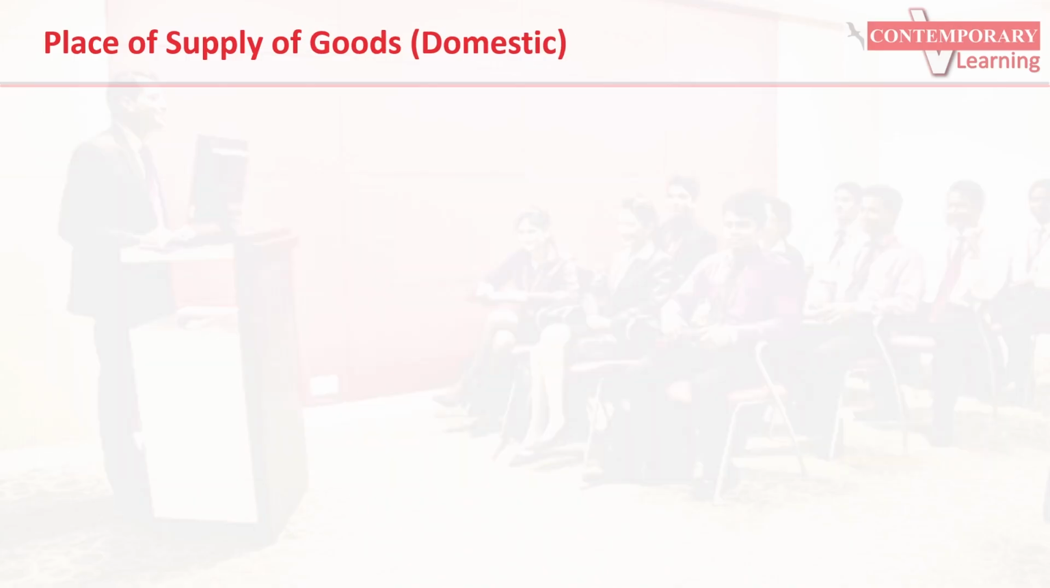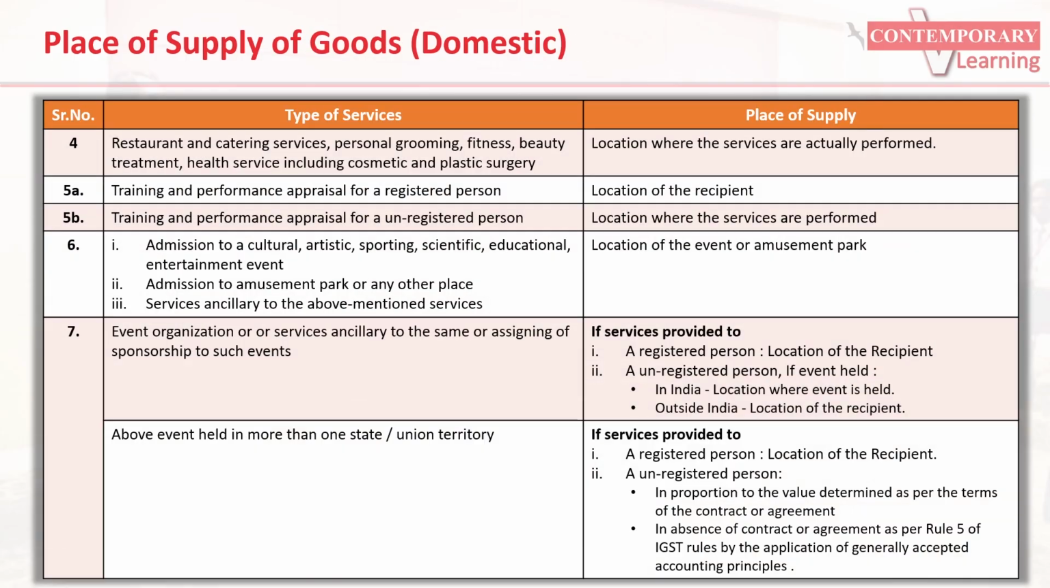Some services are inherently location-based. Restaurant and catering services, personal grooming, fitness, beauty treatments, and health services are taxed where they're actually performed. This makes perfect sense. You can't get a haircut remotely. Training services have a twist. For registered persons, it's the recipient's location. For unregistered persons, it's where the training is actually conducted.